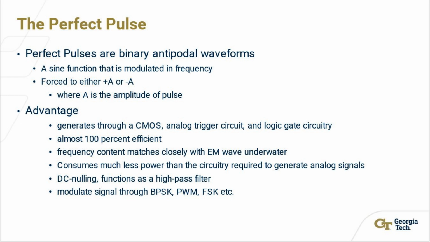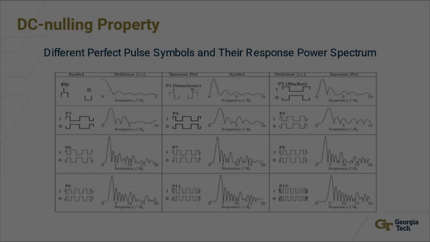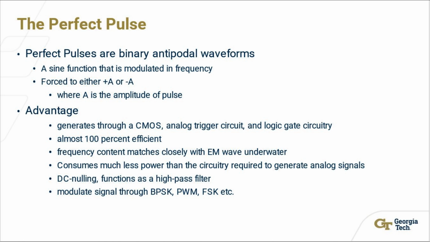Second, it has a strong DC nulling and high frequency roll-off behavior, effectively acting as a high-pass filter when the signal is mixed with noise. DC nulling is also tunable by altering the length of pulse duration as shown in the next slide. Perfect pulse can modulate the signal using BPSK, PWM, or FSK. Perfect pulse frequency characteristic closely matches the transfer function of electromagnetic wave underwater, so that conjugate matches can allow maximum power transfer. Based on these properties, perfect pulse is a better solution for underwater communication than a sinusoid.